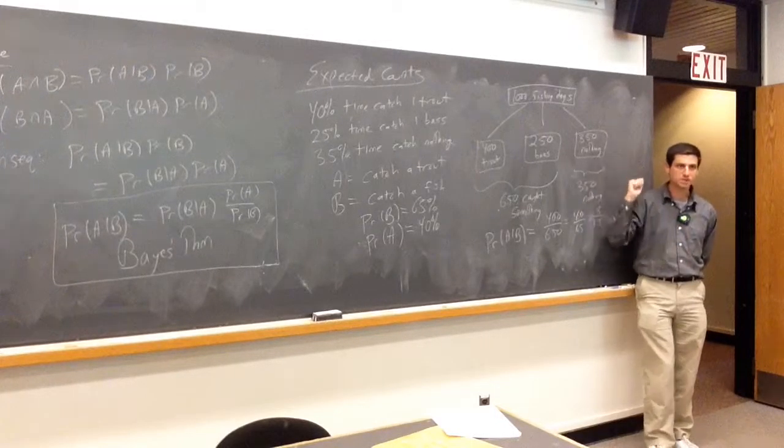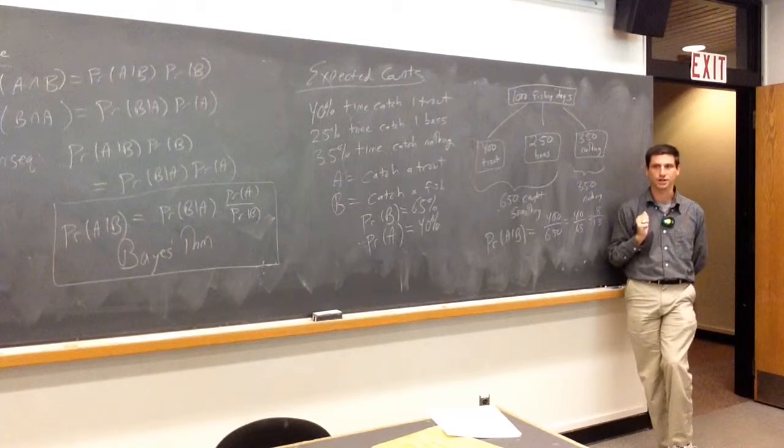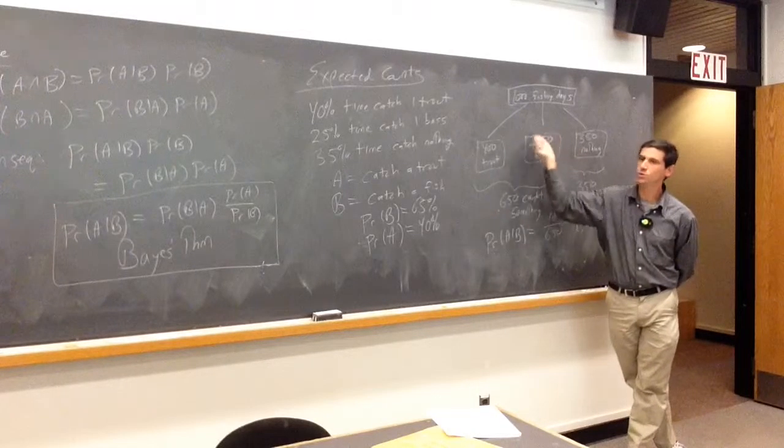Okay? So this is the expected counts approach. I find it's a very nice way to diagram and see what's going on. And if I now tell you we caught a fish, we know exactly where we're restricting to.